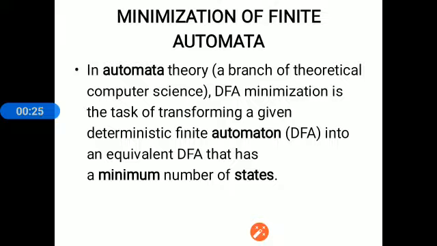In automata theory, deterministic finite automata, that is DFA, minimization is the task of transforming a given DFA into an equivalent DFA that has the minimum number of states. From this definition, we can say that after minimization of the given automata, the number of states will get reduced, but at the same time the behavior of the system will not change.